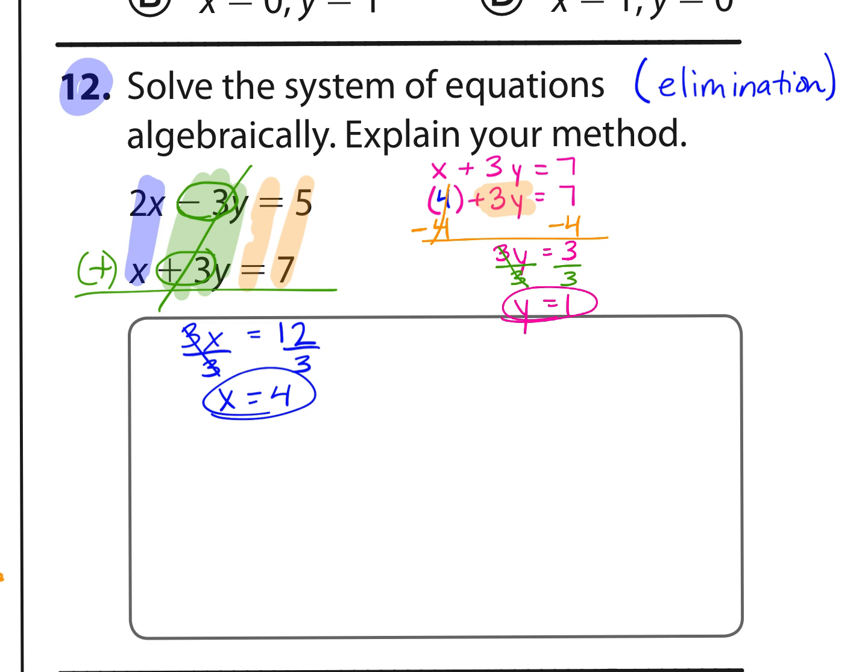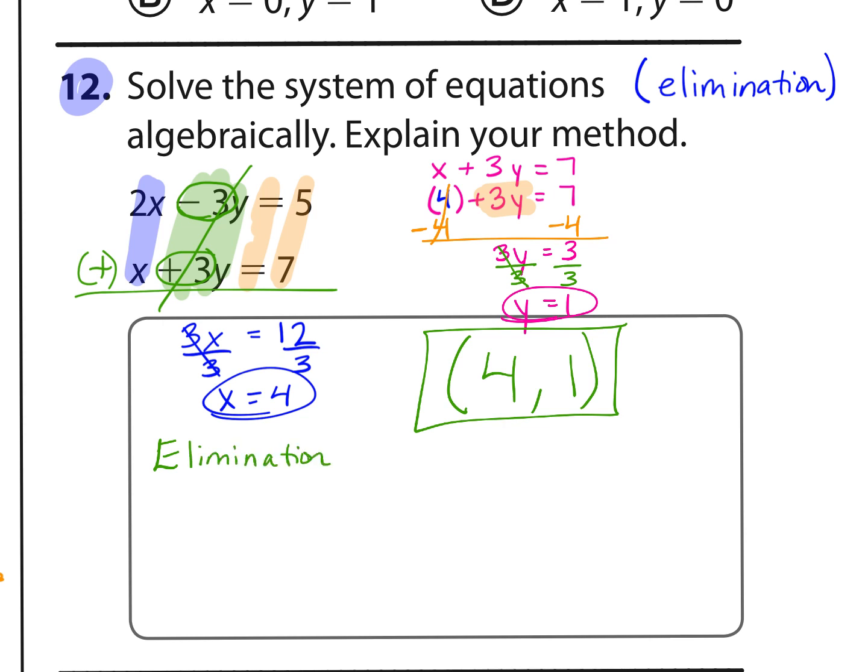So the solution is 4, 1. And the method that we used: elimination by adding both equations. The y terms eliminated.